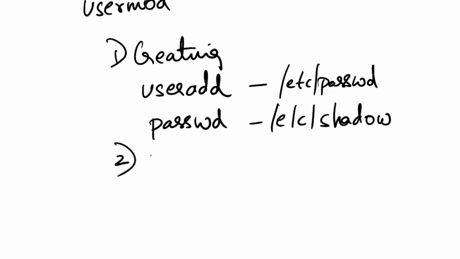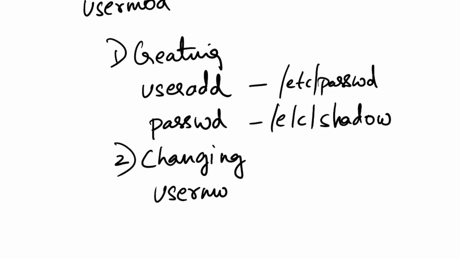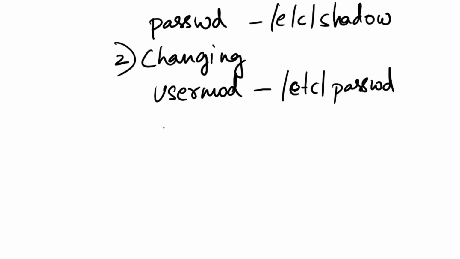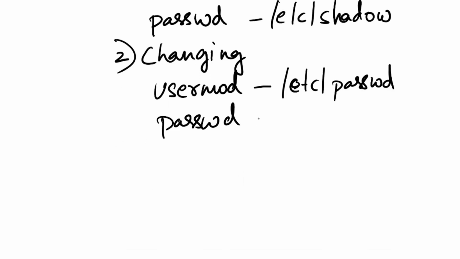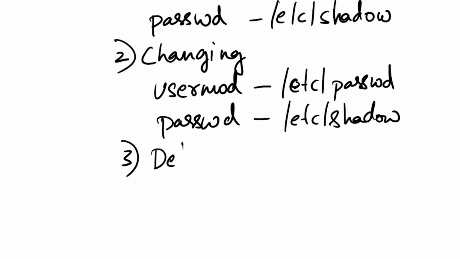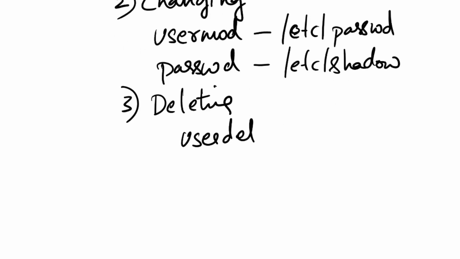Once this is done, next, changing user account information. The usermod command is used to modify user account information stored in the /etc/passwd file, while the passwd command is used to change passwords and related settings which are stored in the /etc/shadow file. And then deleting the user account. The userdel command is used to delete a user account, which involves removing the user's entry from the /etc/passwd and /etc/shadow files, as well as any related files and directories.